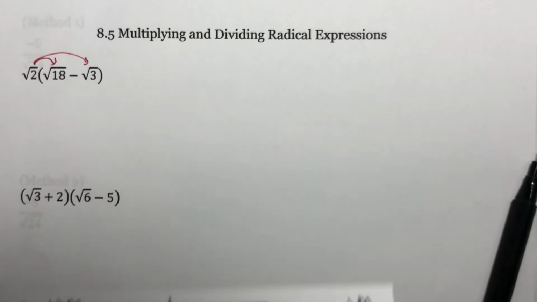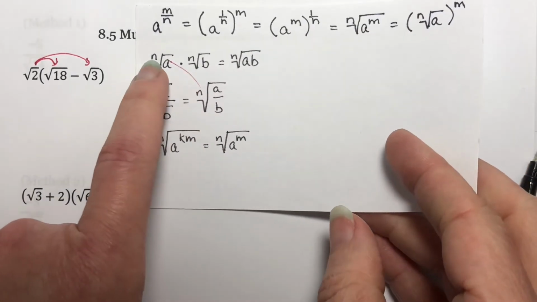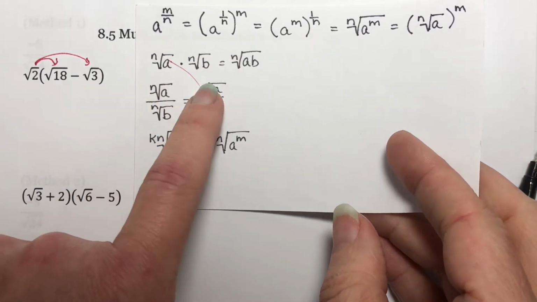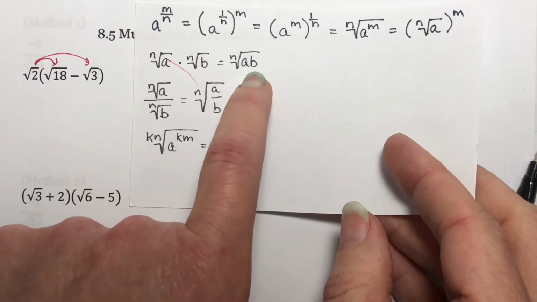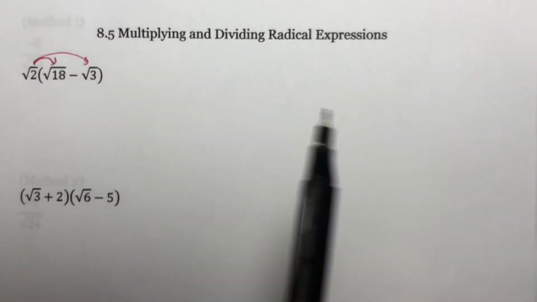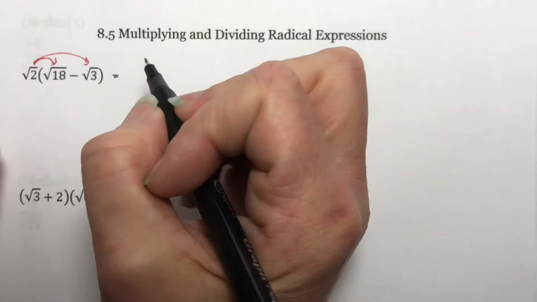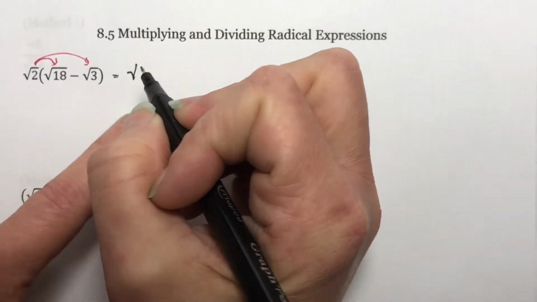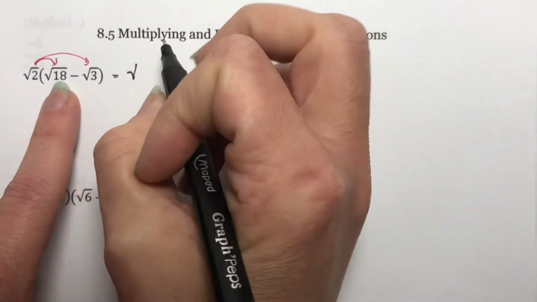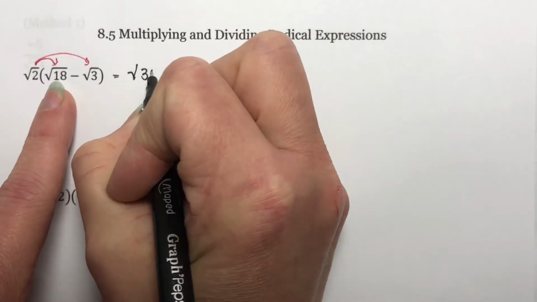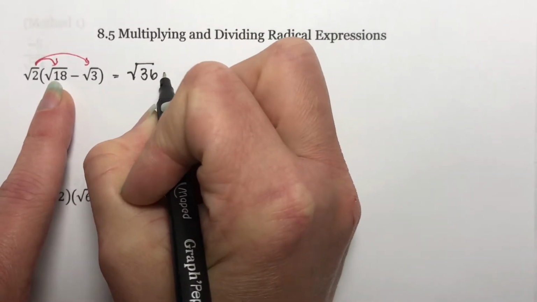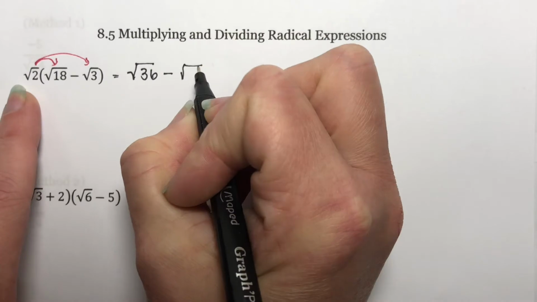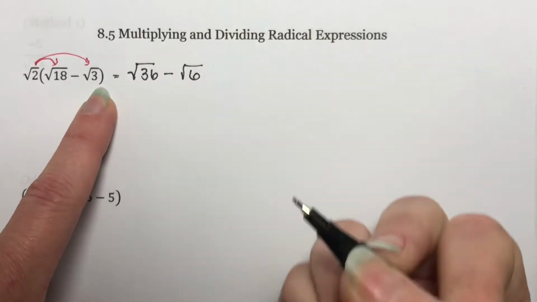Now I want to remind you that we have a property that says if they are the same kind of root, if your index is the same, then you can multiply underneath the radicals. So this is the same thing as the square root of, because these are all square roots, 2 times 18 is 36, minus the square root of 2 times 3, which is 6.